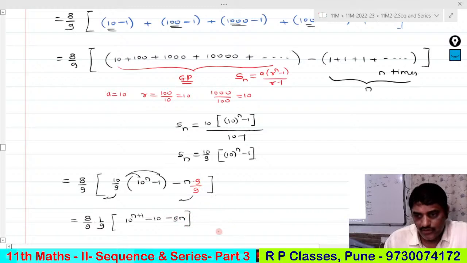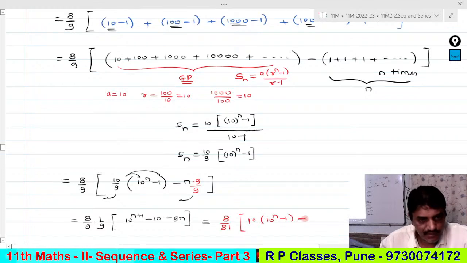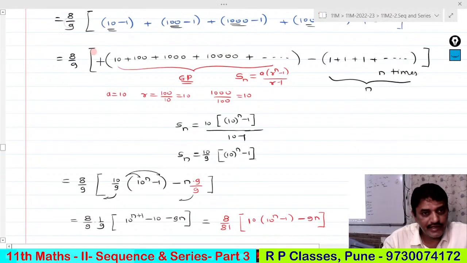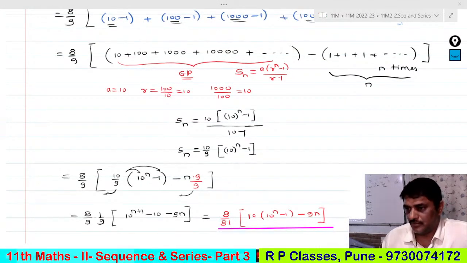Okay, so that will be the final answer. या तो फिर आप इसको इसी तरीके से भी लिख सकते हो, 8/81 इंटू, यहाँ को 10 अंदर नहीं भेजूंगा, मैं इधर ही रखता हूँ, so this is 10 into 10 raised to n minus 1 minus 9n, and this will be the final answer. Is this okay? Any doubts about that? ठीक है, next question I'll go for.